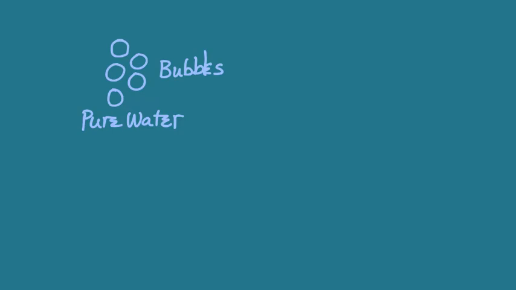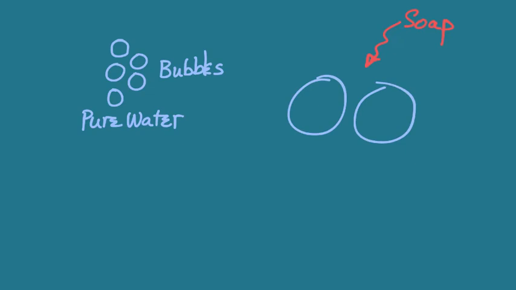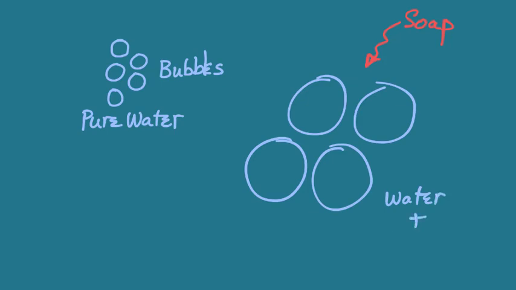If you were to use pure water to wash your clothes, they will just get rinsed, but they won't get cleaned. The reason is that water molecules like each other too much and they don't enter the fibers of your garment. However, if you were to add some soap to this, you create large bubbles. And these large bubbles are basically water plus soap.